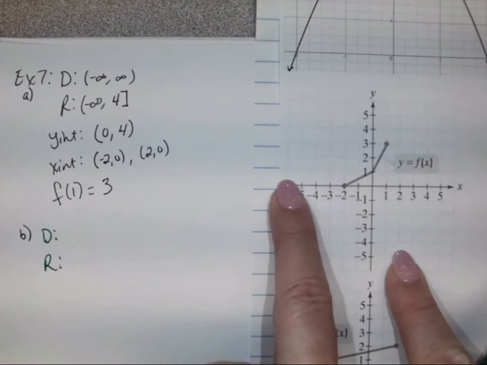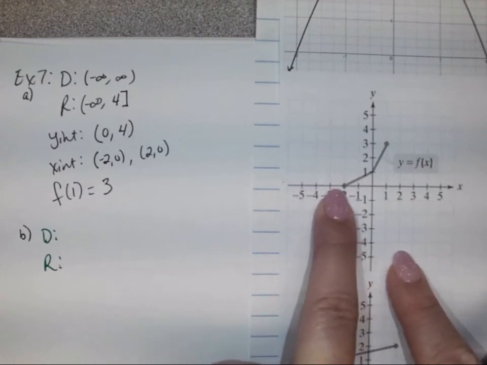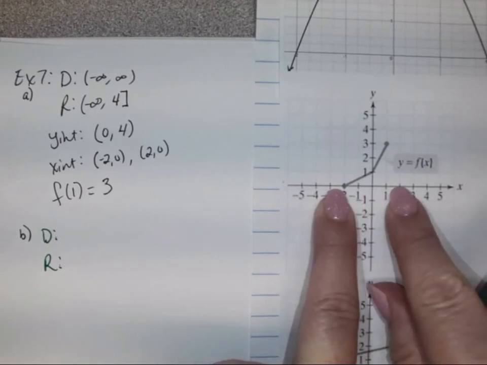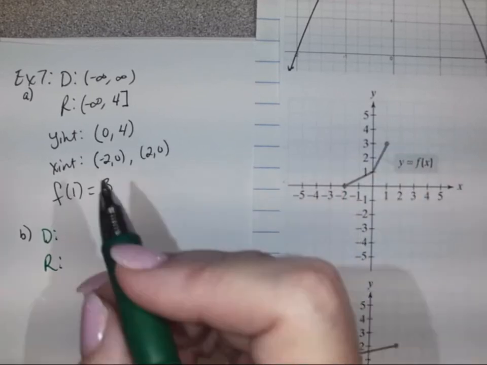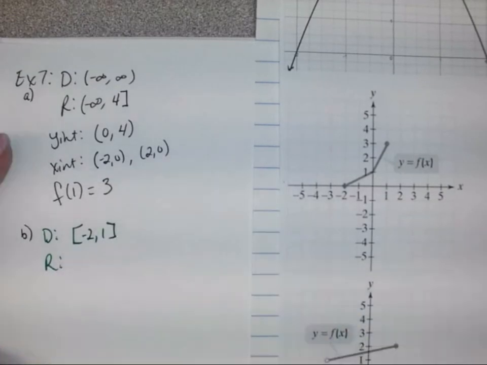If we're starting from the left, we come in, we hit negative 2. It is a closed circle, so it includes it. And we go all the way over, and it stops at 1. That's the highest x value, and it is also a closed circle. So it will get a bracket on each part.